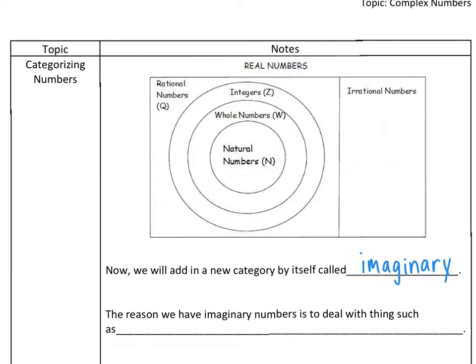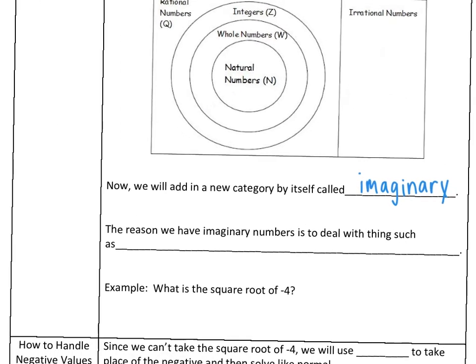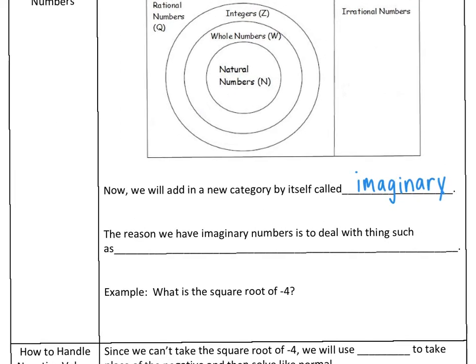Imaginary numbers are not real. Just like imaginary friends, unfortunately they're not real friends, are they? Sometimes. Well, not today they're not. So that is why they're in their own category. The reason we have imaginary numbers is to deal with even roots of negative numbers.